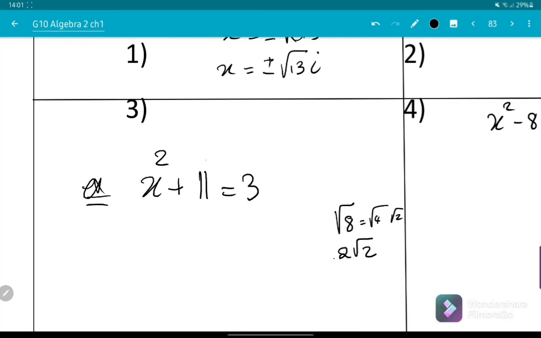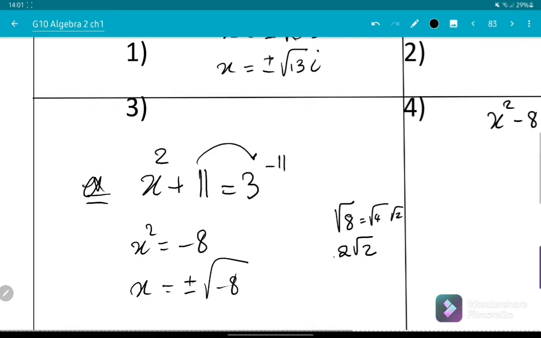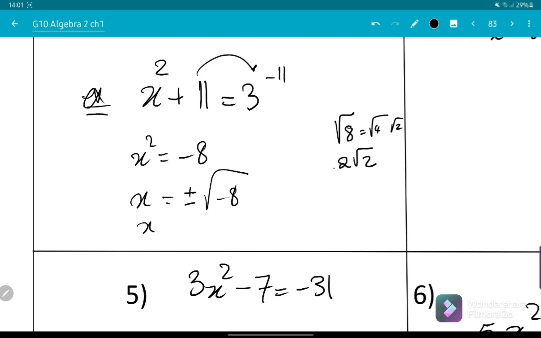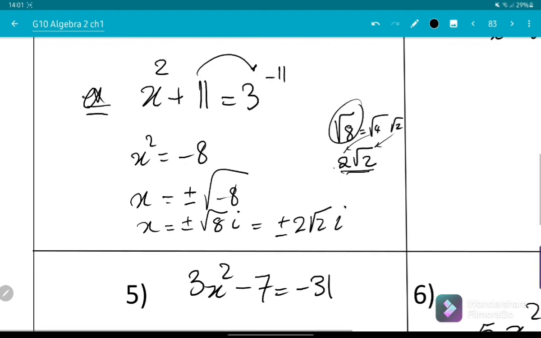In this one, you will send 11 to the other side to be negative 11, so the answer will be negative 8. x will be positive or negative square root of negative 8. This negative will go outside the square root to be i. Now you have root 8. When you write it in the calculator, it will give you 2 root 2, because root 8 is root 4 multiply root 2, and root 4 is 2. Root 2 doesn't have a value, so the answer will be positive or negative 2 root 2 i.